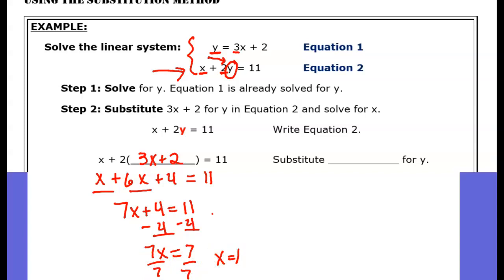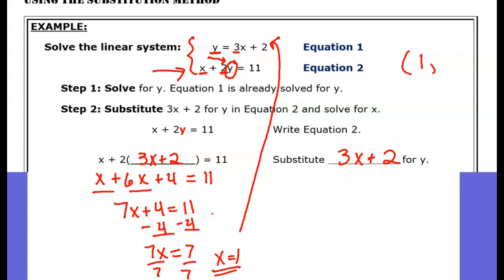Okay, so we're halfway there. We already know the x in the ordered pair. It's 1. Okay, but we need to figure out the y. So to figure out the y, we then go back to the first. We know our x is equal to 1, so we're going to plug it back into equation number 1 and substitute that 3x plus 2 in for that y. Okay, so let's figure it out.